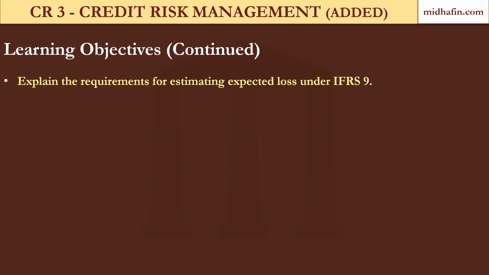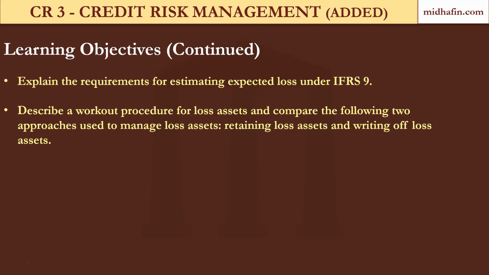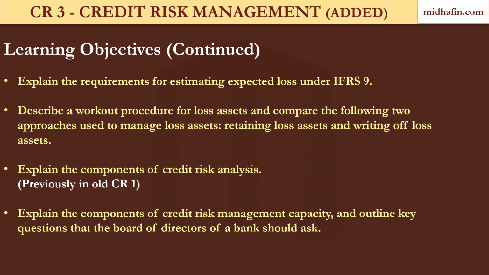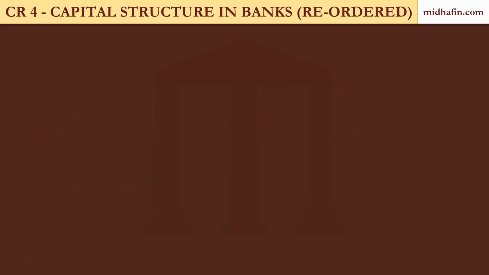Finally, we have requirements under IFRS 9 and the procedure for loss assets and the approaches which are used to manage loss assets. Then the last learning objectives, second last in fact, components of credit risk analysis. This was also there in the old CR1 chapter. And finally, we have the components of credit risk management capacity and outlining key questions that the board of directors of a bank should ask.